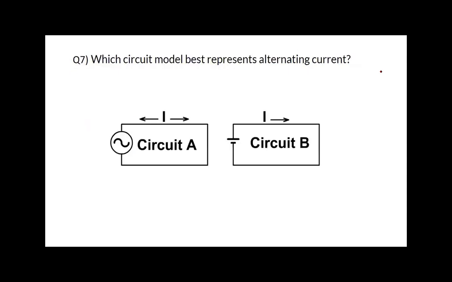Which model would represent the best alternating current? Yeah, it can be A. Why is that? Why is A better than B? Yeah, because you have the arrows that are representing the direction of flow.